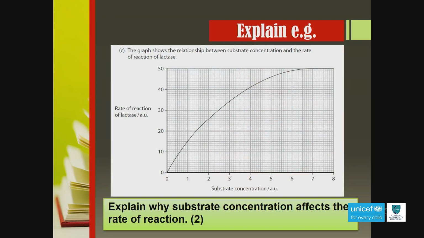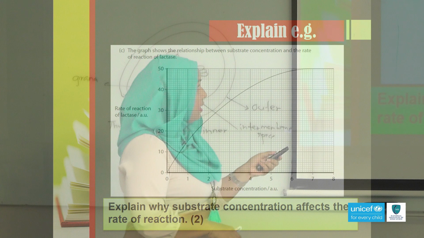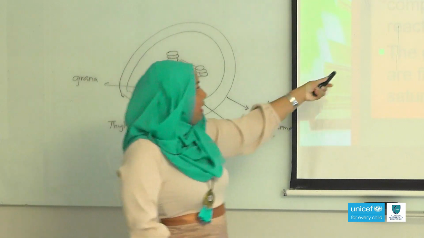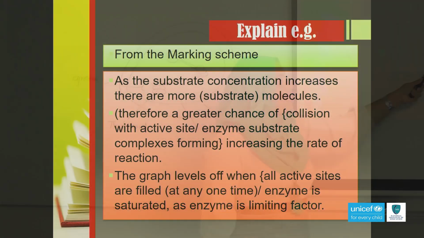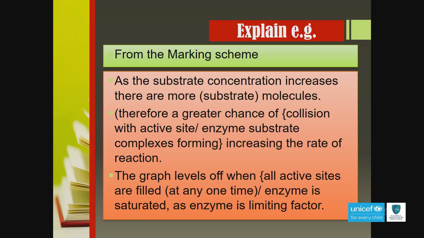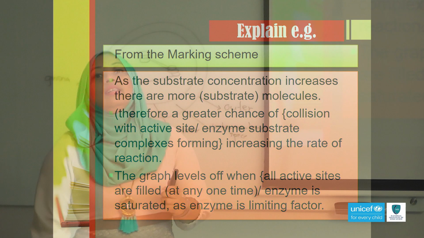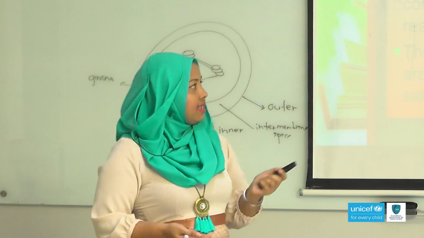Don't say constant. The graph levels off. That is the second point. Why does it level off? Why does it become that way? So, the second point says the graph levels off when all active sites are filled. Okay, and the enzyme becomes the limiting factor. So, that is the second mark that is present.